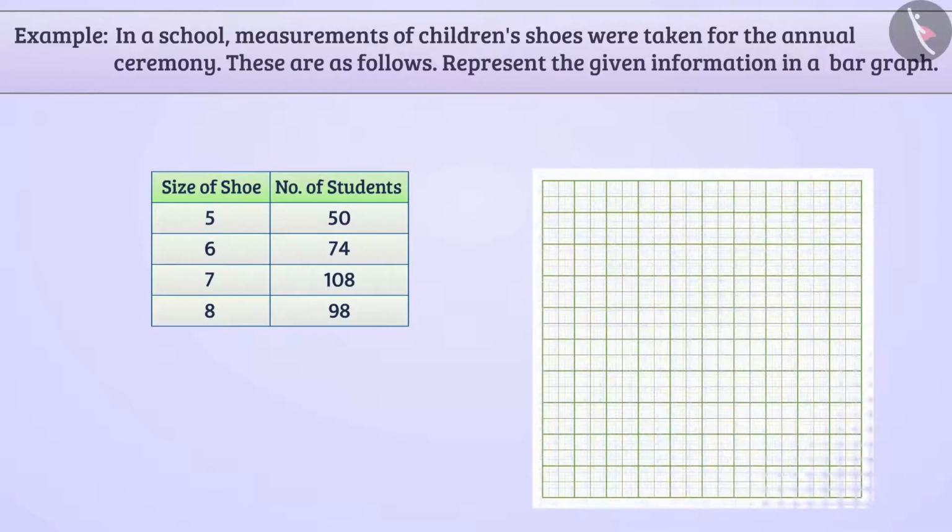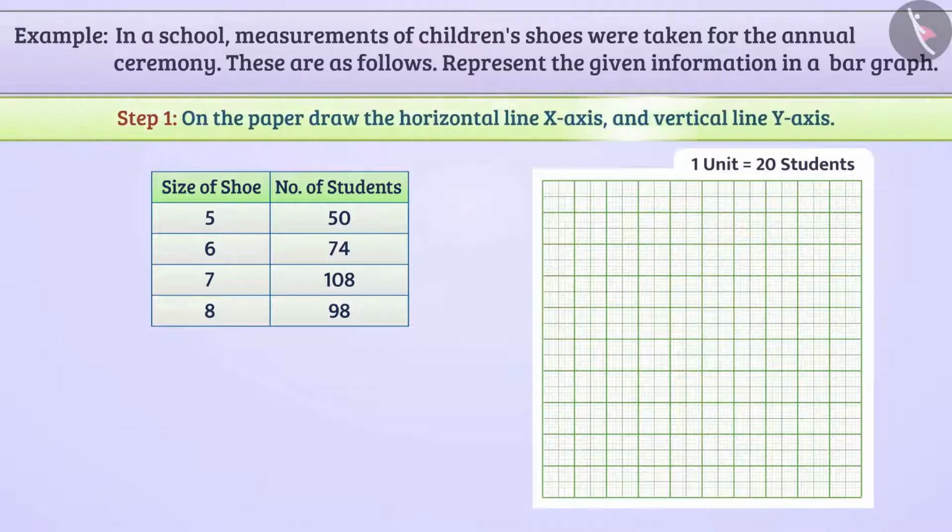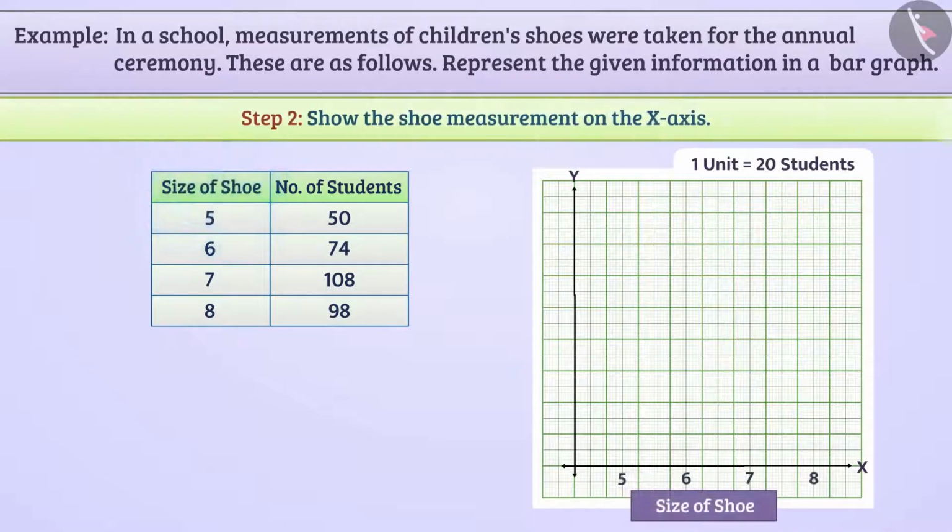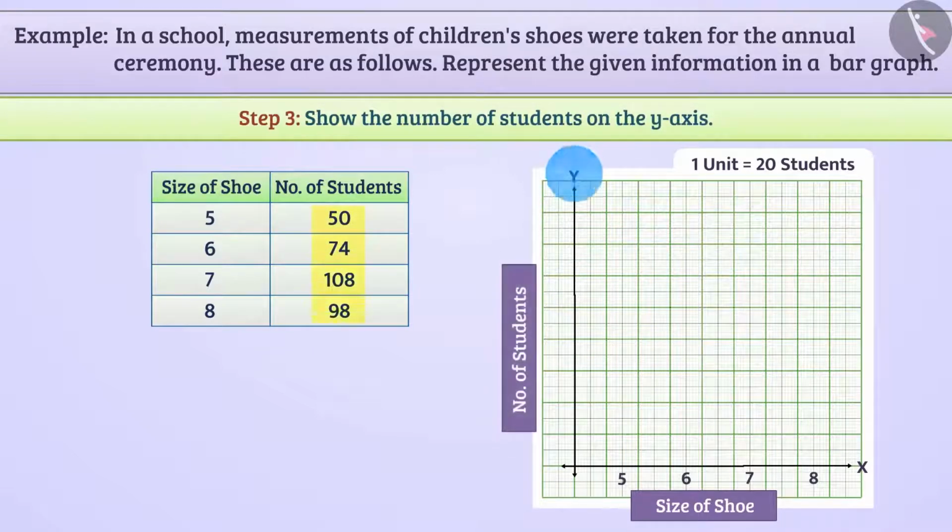Let us assume 1 unit is equal to 20 students and draw a bar graph based on the information with a given scale. On the paper, draw the horizontal line x-axis and the vertical line y-axis. We will show the shoe measurement on the x-axis. Similarly, we will show the number of students on the y-axis by taking scale as 1 unit is equal to 20 students. Since the maximum value is 108, we will end the number of students on the y-axis at 120.